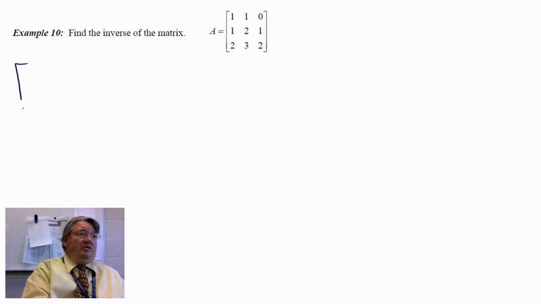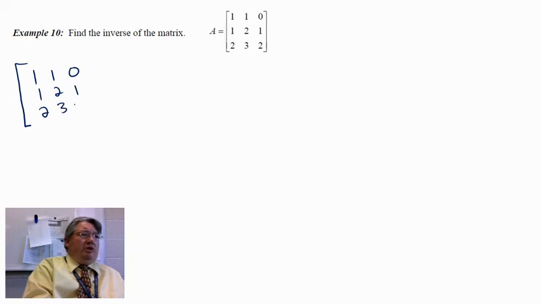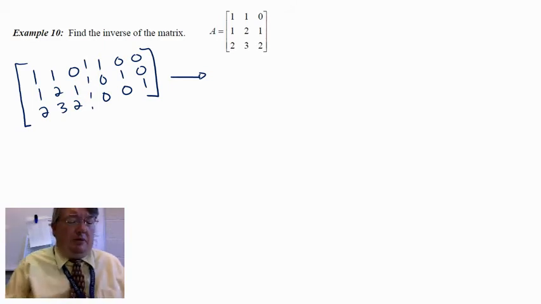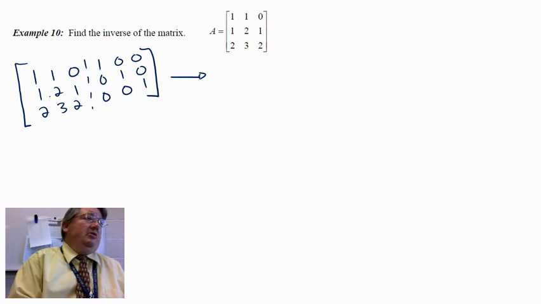To find the inverse of that, wow, it's a 3 by 3. So I'm going to set up my augmented matrix: 1, 1, 0, 1, 2, 1, 2, 3, 2. And I'll augment it with an identity: 1, 0, 0, 0, 1, 0, 0, 0, 1. Again, I want to make an identity matrix there. Now, I might do a couple things at once here, just for kicks.